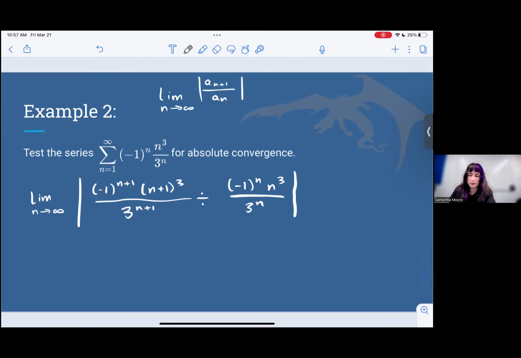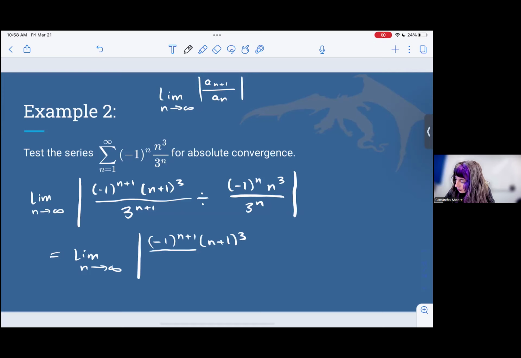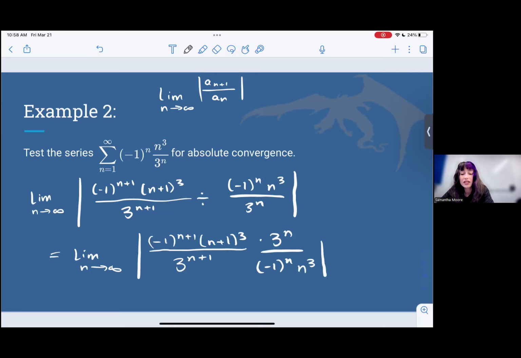Of course, I know when I divide fractions, I need to flip and multiply. Right? So this is the same thing as the limit as n goes to infinity of the absolute value of (-1)^(n+1) (n+1) cubed over 3 to the n+1, times 3 to the n over (-1)^n n cubed. And again, all this is still in absolute values.